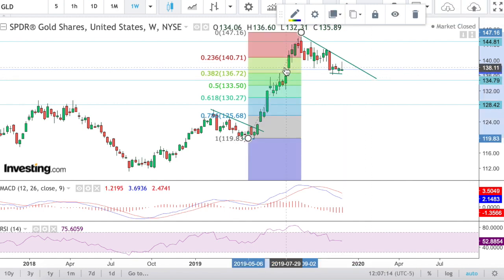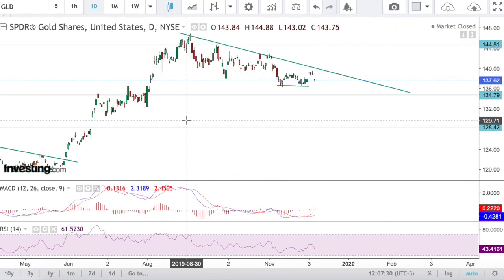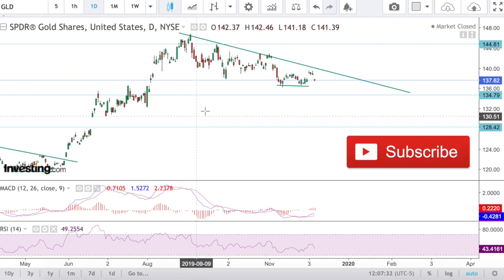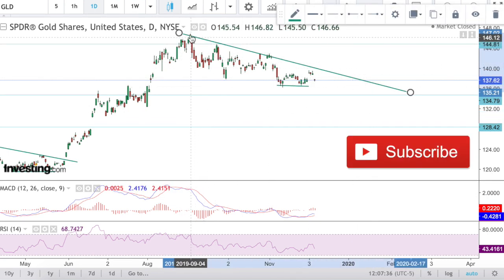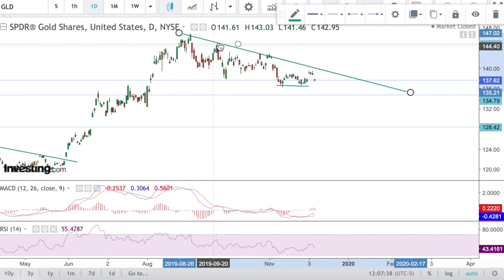So let's take a look at the daily chart and see if we can see some more short-term information to use in our trading. So on the daily chart, you can see that we have this nice downtrend line with a few reactions from the top here, second one here, third one here. It's not very clean, but it is definitely something to look at, and it's the only thing we have right now in terms of trend.